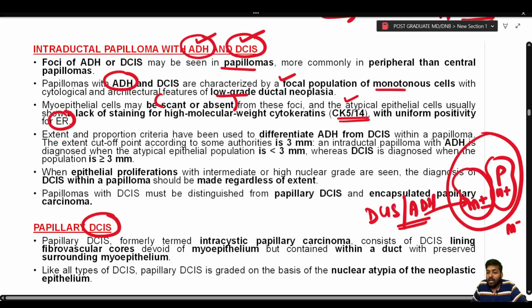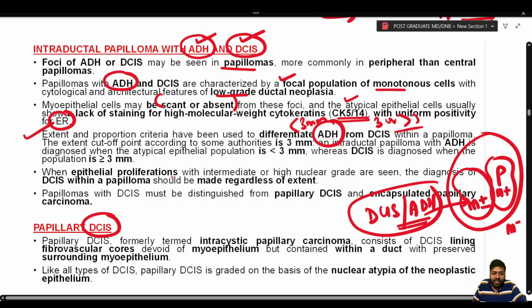So as I told you, any atypical area which is going towards malignancy will show more strong and uniform ER positivity, and will show absence of myoepithelial markers. Now, the extent and proportion criteria have been used to differentiate ADH from DCIS within a papilloma. As I told you, the cutoff is 3 millimeter. If the atypical population is less than 3 millimeter, we use the term ADH. If it is 3 or more than 3, then we use the term DCIS.